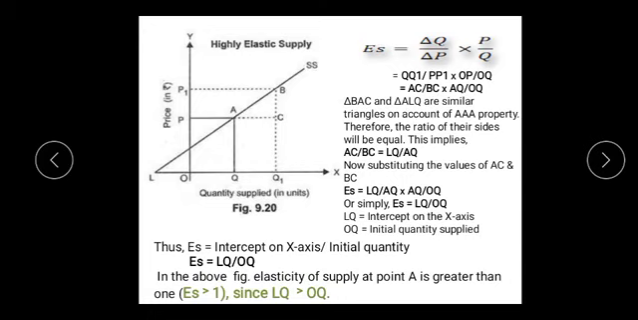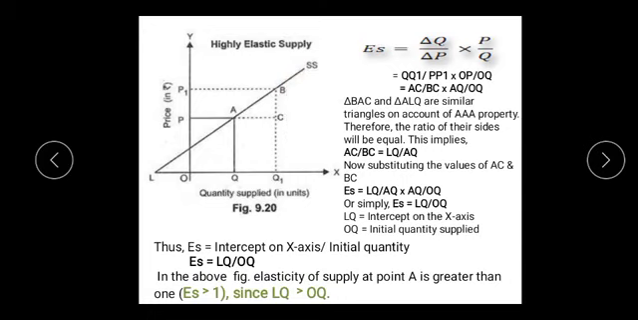By putting these values in the formula, we get elasticity of supply is equal to, instead of del Q, we write QQ1, instead of del P, we write PP1, instead of P, we write OP, and instead of Q, we write OQ. So elasticity of supply is equal to QQ1 divided by PP1 into OP divided by OQ. Here in this figure we can see QQ1 is equal to AC, and PP1 is equal to BC.